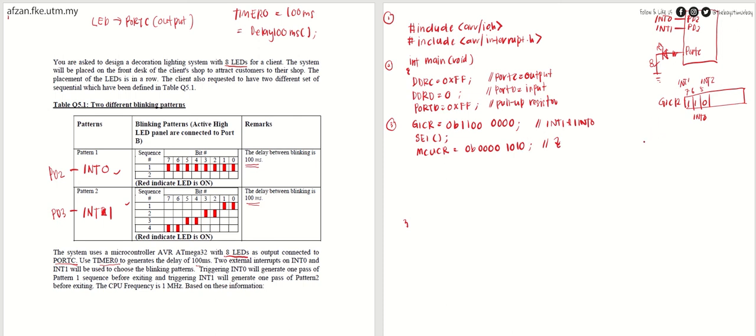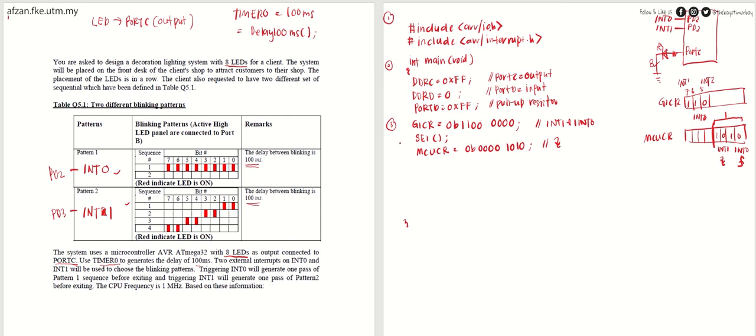Recall back, this is your MCUCR, also 8-bit size. You need to focus on these 4 bits here. This is for INT1 and these other 2 are for INT0. So we put 10 10 as falling edge. If you put 1111, what happens is a rising edge, etc. And then what else? This is step number 3.